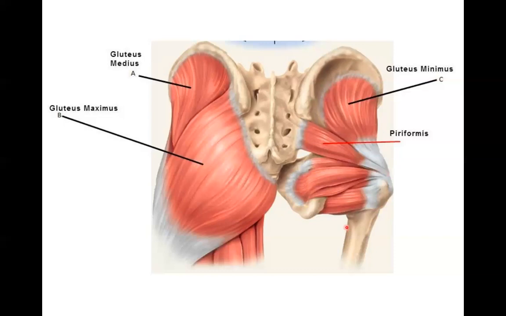Then, and I'm jumping ahead a little bit, just inferior to that is piriformis. Piriformis is the small pear-shaped muscle that's inferior to gluteus medius, gluteus minimus. It's deep to gluteus maximus. It originates on the sacrum and inserts on the femur, and it's responsible for hip lateral rotation and for abduction.